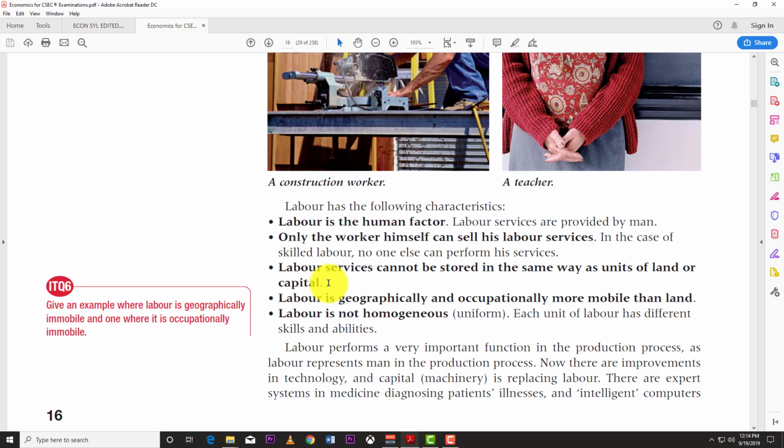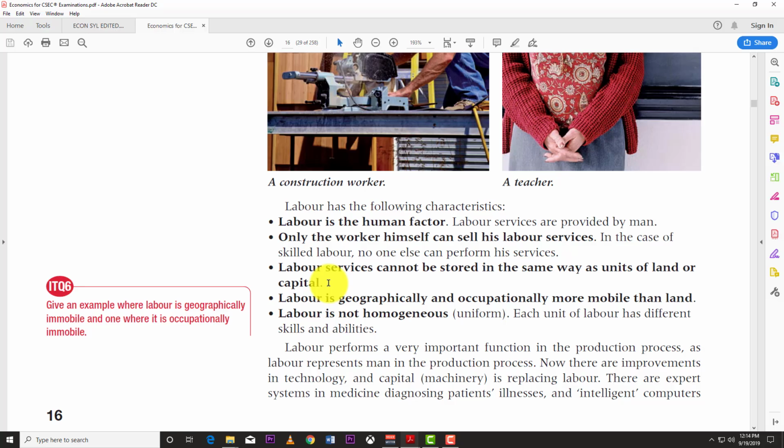Alright, so the next characteristic of labor is that labor is not homogeneous, meaning it is not uniform. Homogeneous means same; homo means the same. So labor is not homogeneous. Each unit of labor has a different skill and ability. That goes without saying, all of us are not the same. All of us are not going to perform the same task the same way. You might have slight variations because we have different ideas, different ways of doing things. So labor is not homogeneous.